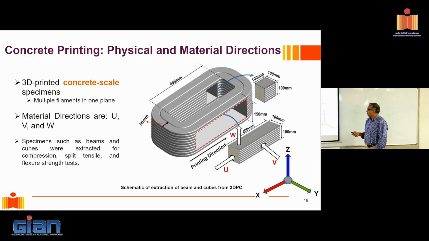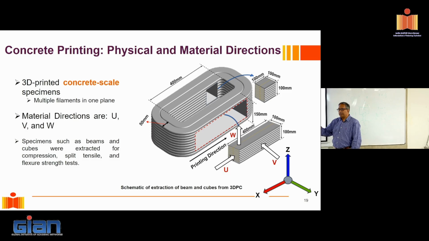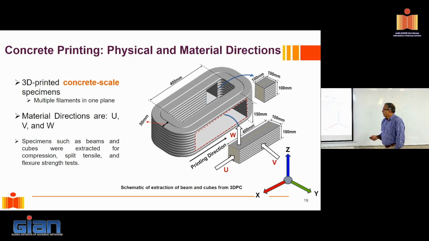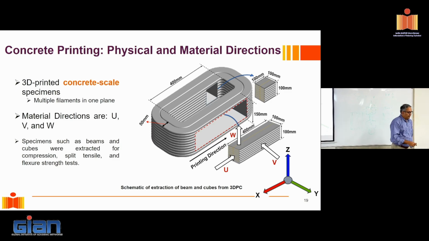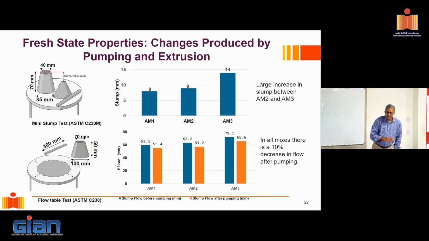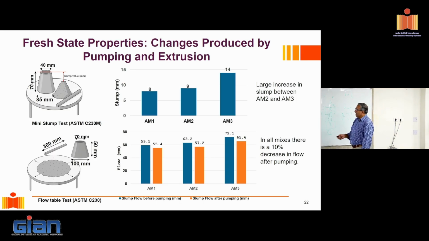So we printed these concrete scale specimens and we reported our data into the database that has gone into this RILEM round robin test series. And from there, we cut cubes and we cut beams and did all kinds of tests with this just to see what would happen. Now, one interesting thing I wanted to point out, suppose I start with concrete with a certain slump. So this is basically the concrete that went into this. AM1, AM2, AM3 are the concrete mixes that are printed with different doses of admixture, which is a superplasticizer.